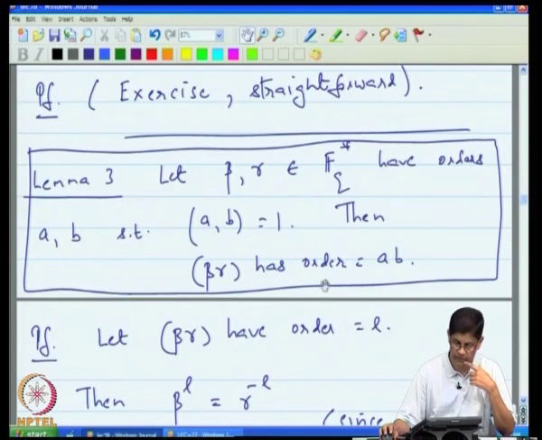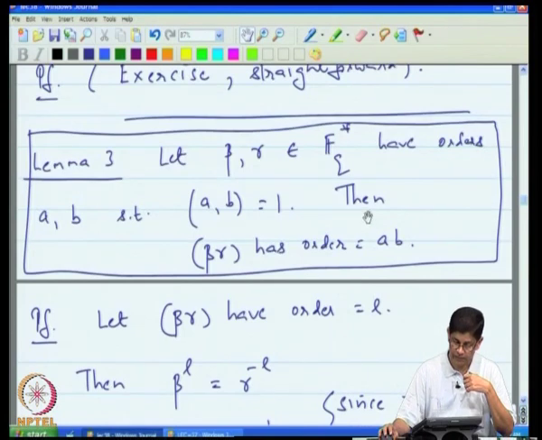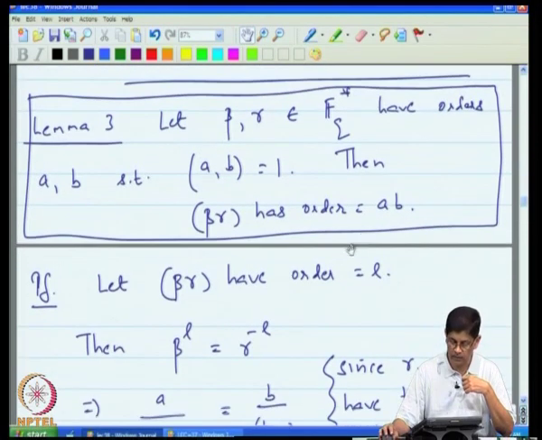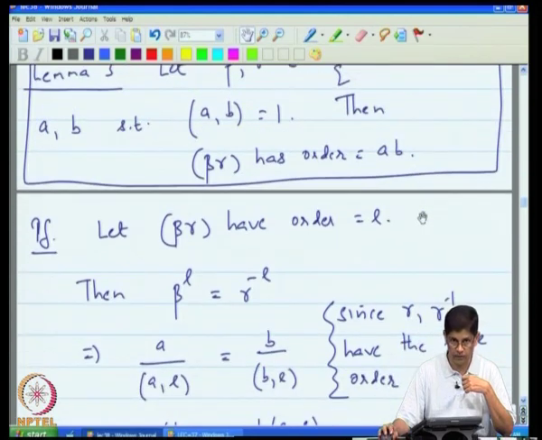Then we come to an interesting lemma which says that if beta and gamma are two non-zero elements in the finite field, and let us say that A is the order of beta and B is the order of gamma, then if A and B are relatively prime, that is, their greatest common divisor is 1, then beta times gamma has order equal to AB, the product of the orders.